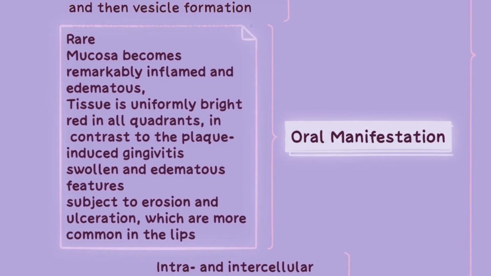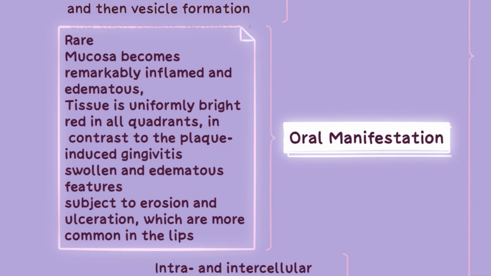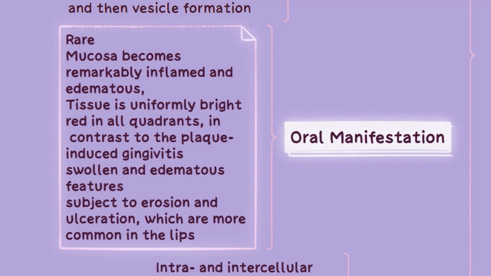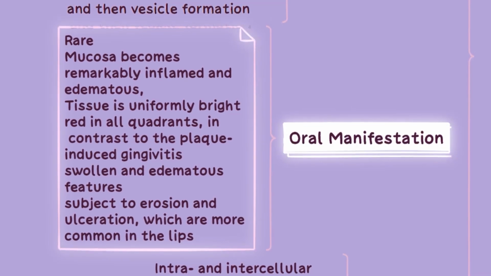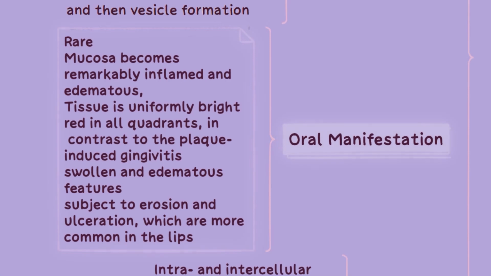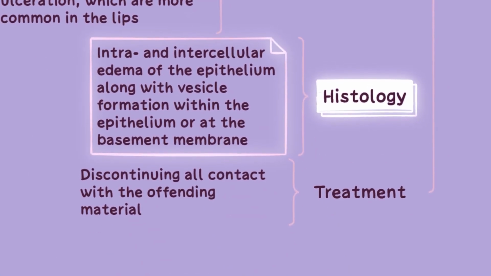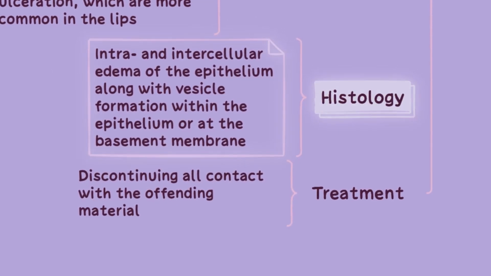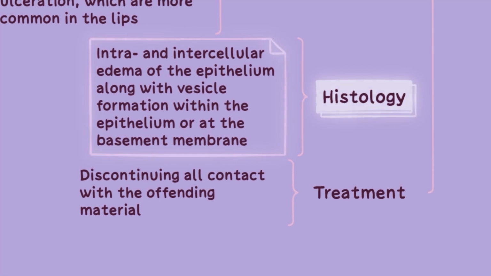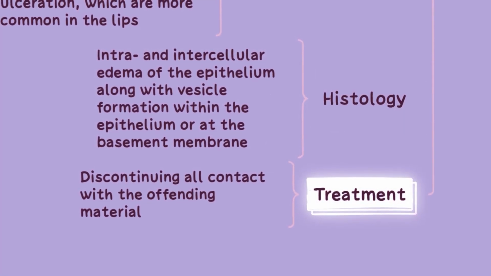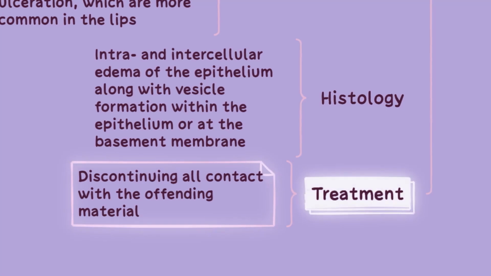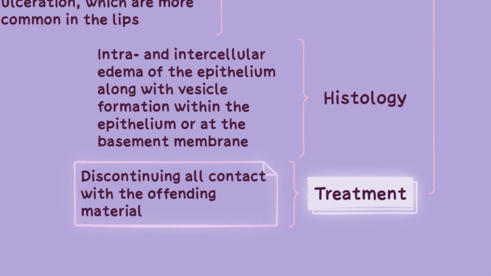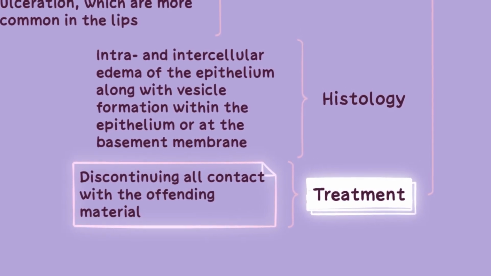The oral mucosa becomes inflamed and edematous, with a uniform bright red appearance in all quadrants, which distinguishes it from plaque-induced gingivitis. The affected tissues may be subject to erosion and ulceration, particularly in the lips. Histologically, contact stomatitis shows intra- and intercellular edema of the epithelium, along with vesicle formation within the epithelium or at the basement membrane. The most effective treatment is to discontinue all contact with the offending material or agent causing the allergic reaction. Symptomatic relief can be achieved with topical corticosteroids and/or antihistamines.